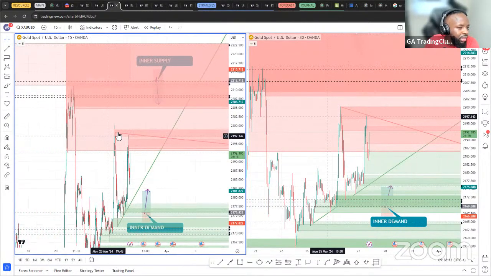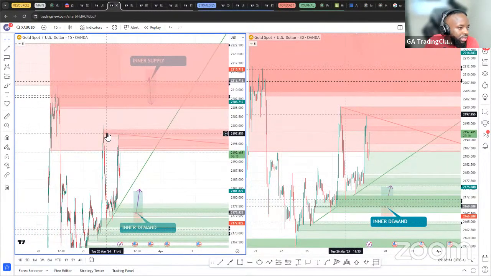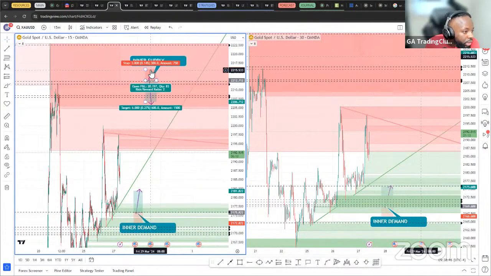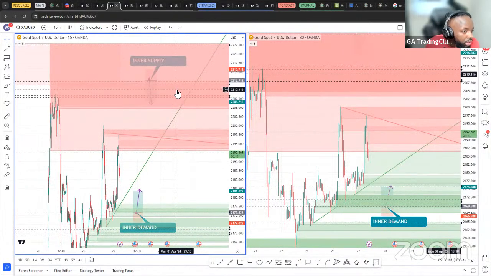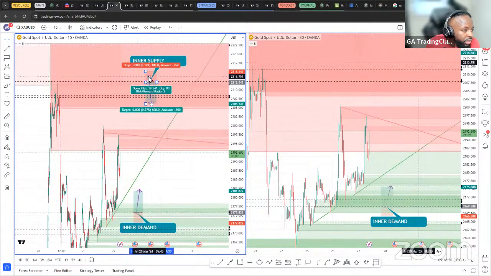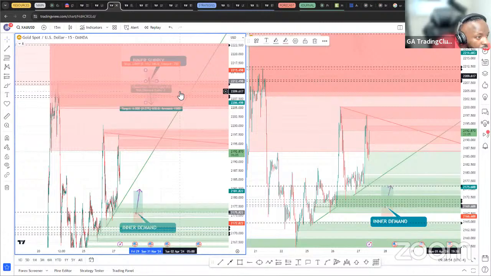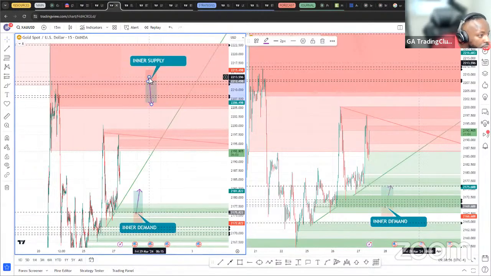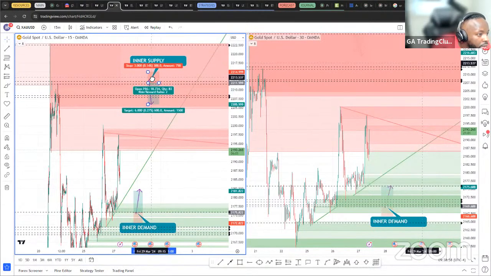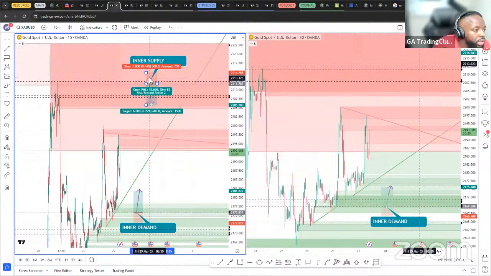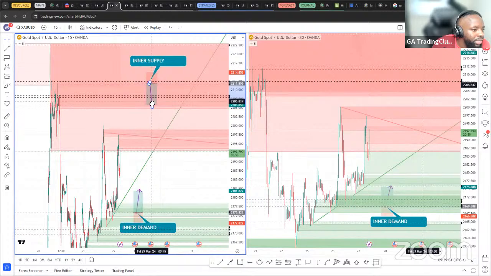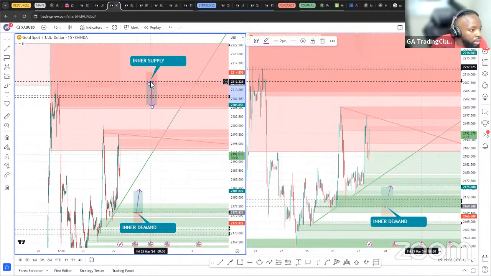So I'm leaving this supply zone at 2212-ish area. So somewhere around, actually here, somewhere around 2211. So that's where I'm leaving the 15-minute one. As much as down here, these are inner supply zones.